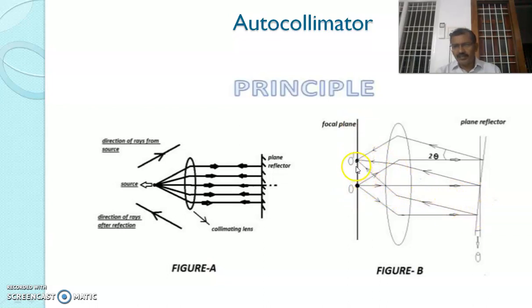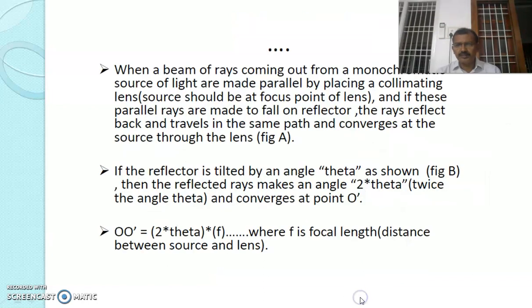But in the second case, it is slightly tilted, so the rays are reflected to the collimating lens and reach a point O dash. It is deflected by an angle 2 theta, and the distance OO dash is equal to 2 into f into theta, where f is the focal length. So the principle is explained here.